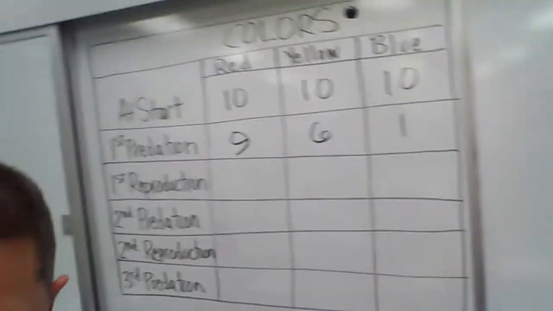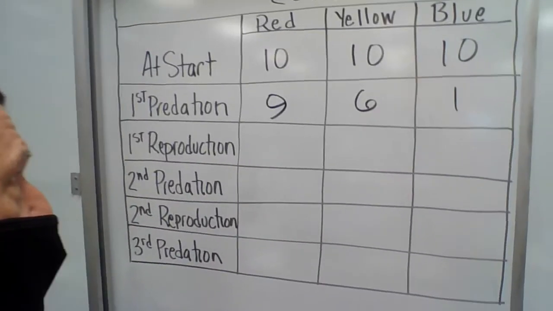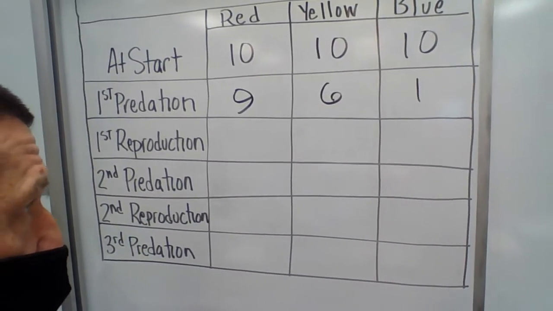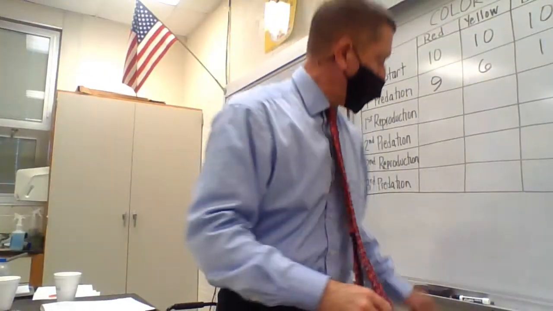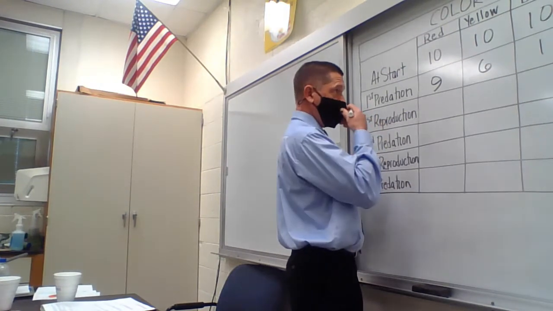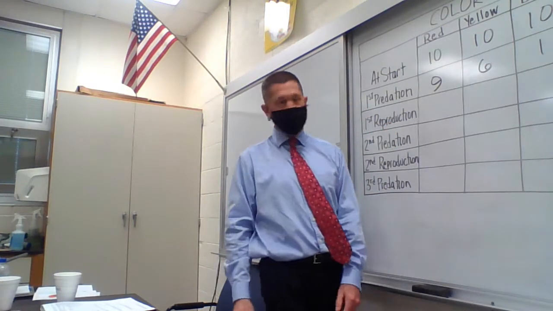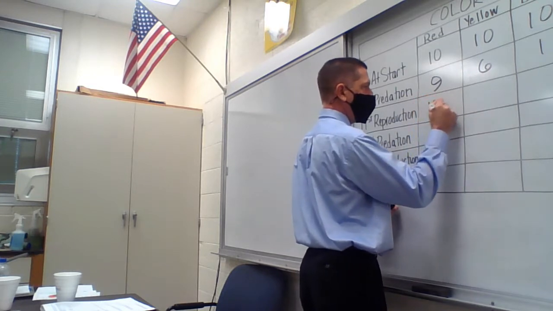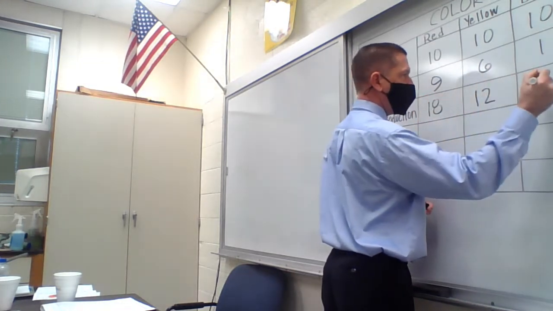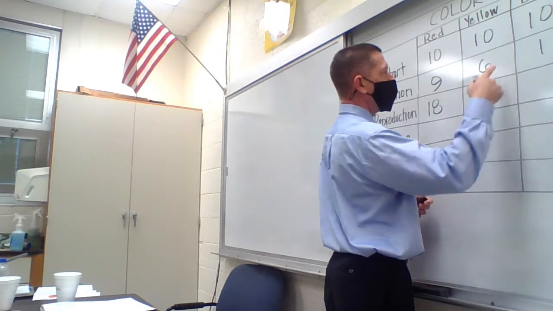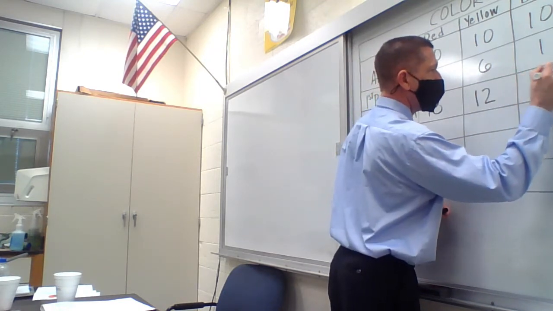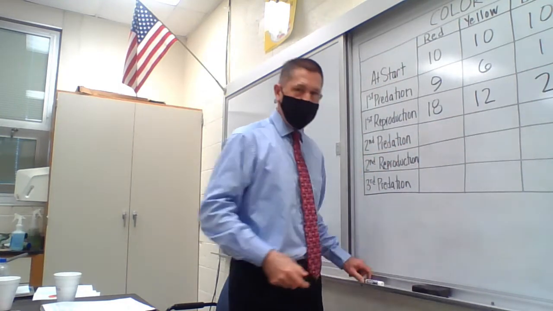Okay, on our data table, if you can see this, there were 9 red ones survived, 6 yellow ones survived, 1 blue one survived. Now I'm going to do the reproduction. Oh no, it's not. 18, 12, and 2, which gives us 32. This is like too many. I'm going to take it off, it's 9.